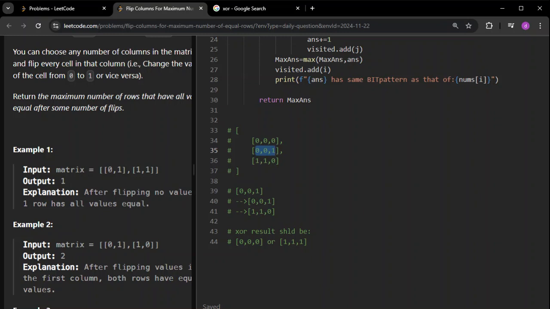Do you agree with me first of all? If you are not agreeing, that means you have not understood the question till now. So the question is, if I flip the last column, what will happen? All the values in that particular column will flip. This 0 will become 1, this 1 will become 0, and this 0 will become 1.